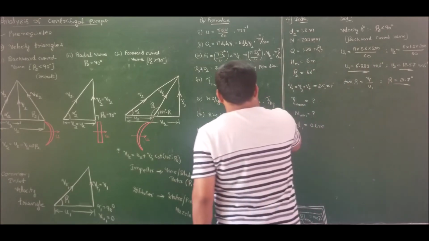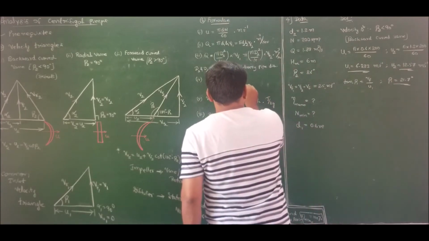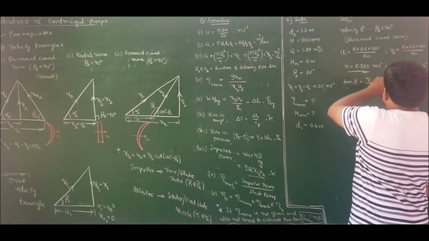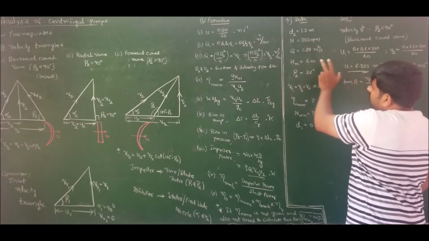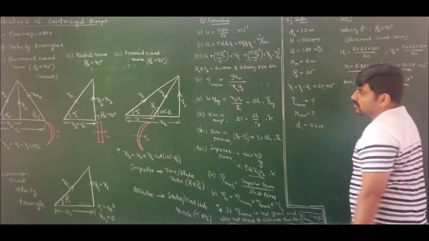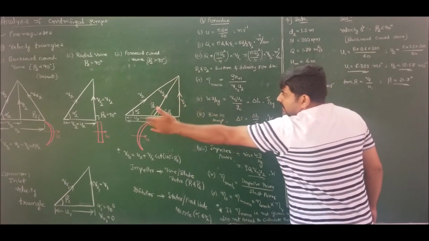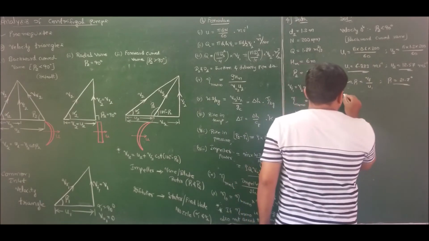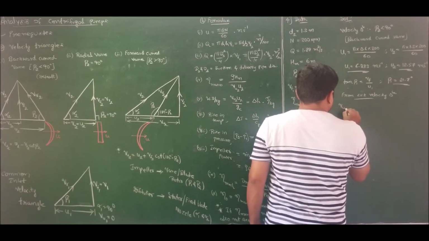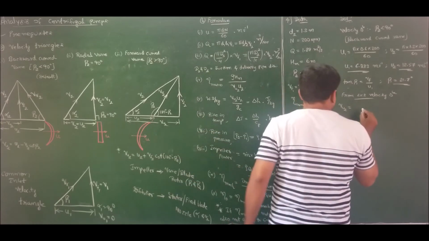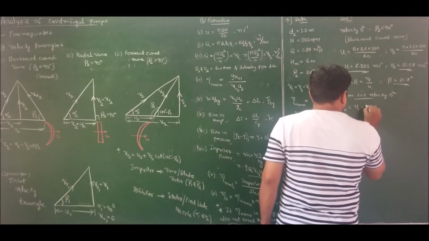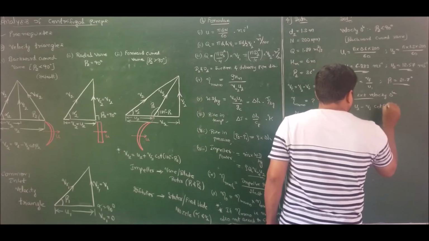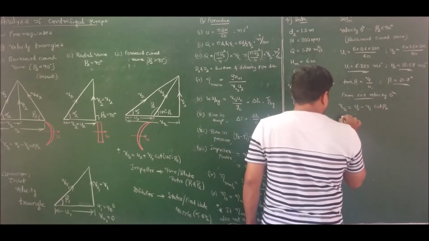Now from the exit velocity triangle, to determine manometric efficiency, we have the equation g Hm by Vu2 U2. We know the value of U2, g is 9.81, Hm is also known, Vu2 is unknown. But for a backward vane, from the exit velocity triangle, you know that Vu2 is U2 minus Vf2 cot beta 2. So we know all the values.